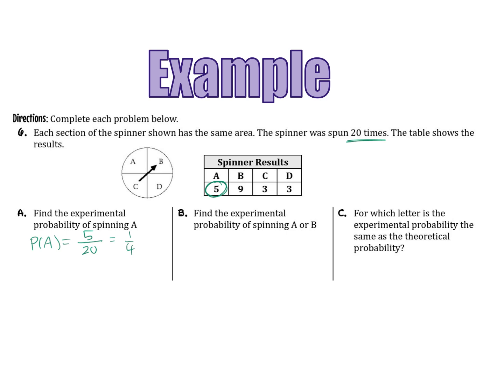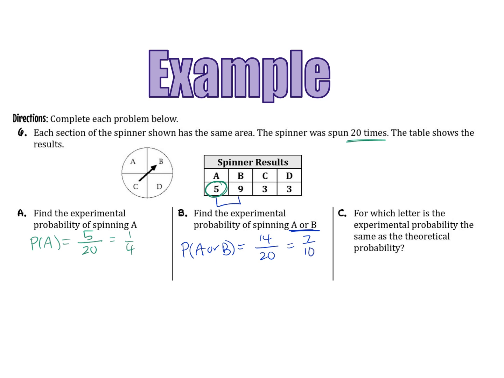Why don't you go ahead and pause the video and find the experimental probability of spinning A or B, and then unpause the video and see how you did. Hopefully you had enough time to do that. Of the 20 spins, 14 of them were either A or B. 14 out of 20 can be simplified, if I divide by 2, to 7 over 10.